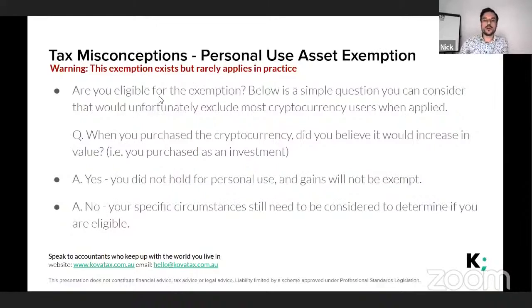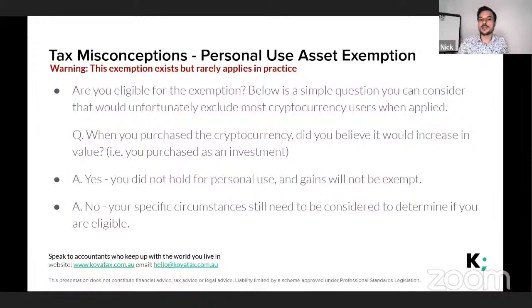So if we go back to the personal use asset exemption, and you're wondering, maybe it would still apply to me. Maybe you don't fall into that exact example by the ATO, but it's only one example. There may be other situations where you could still be eligible for this exemption. There's one really easy question you can ask yourself to rule out that you definitely wouldn't be allowed to apply it. And this is going to be true for the vast majority of people. The question is, when you purchased that cryptocurrency, why did you purchase it?